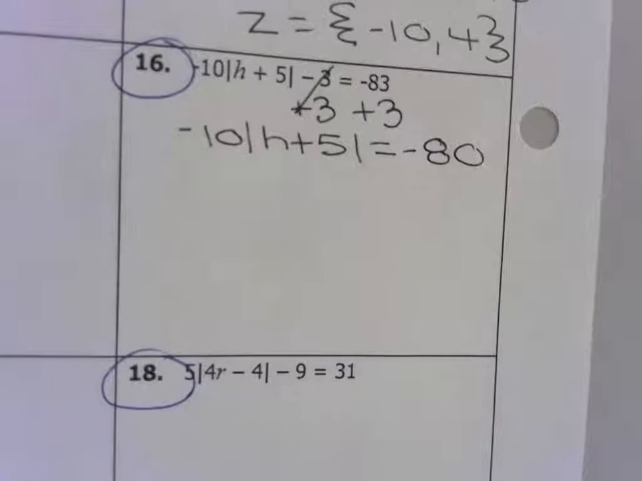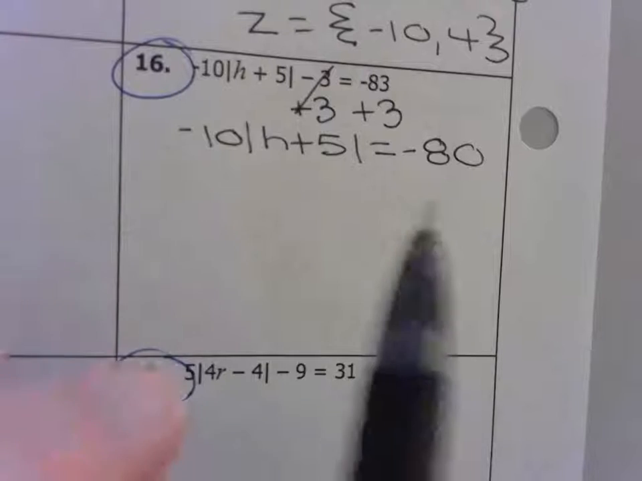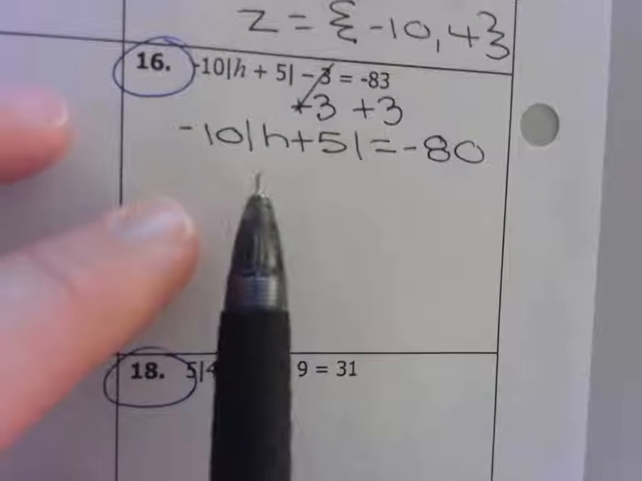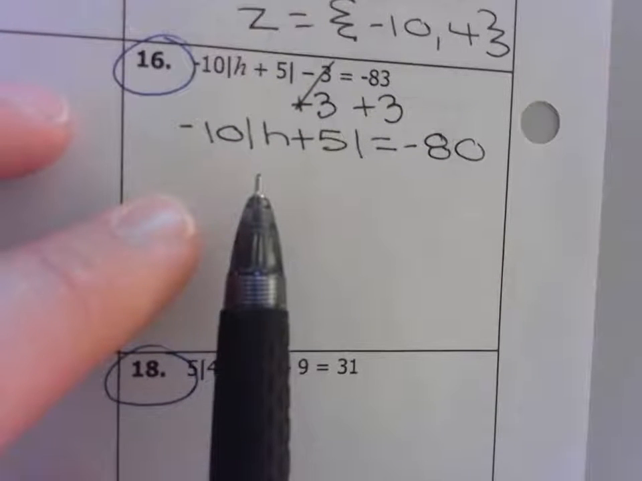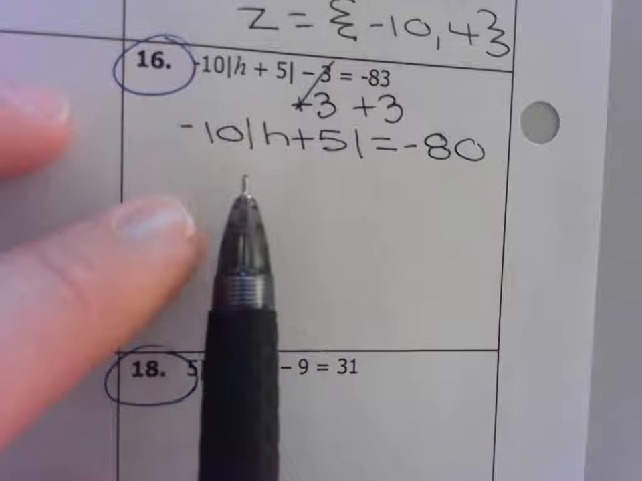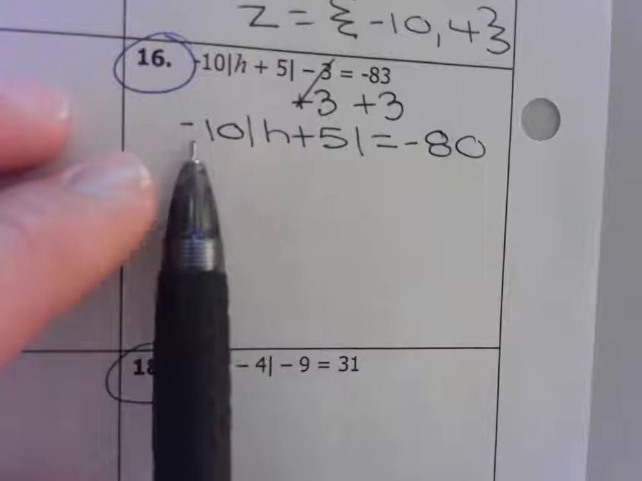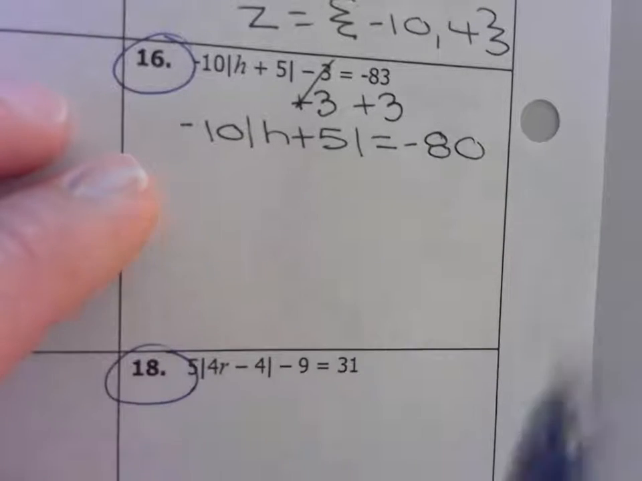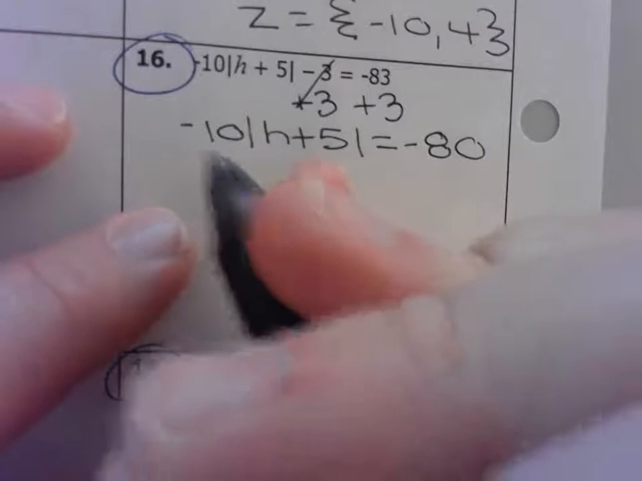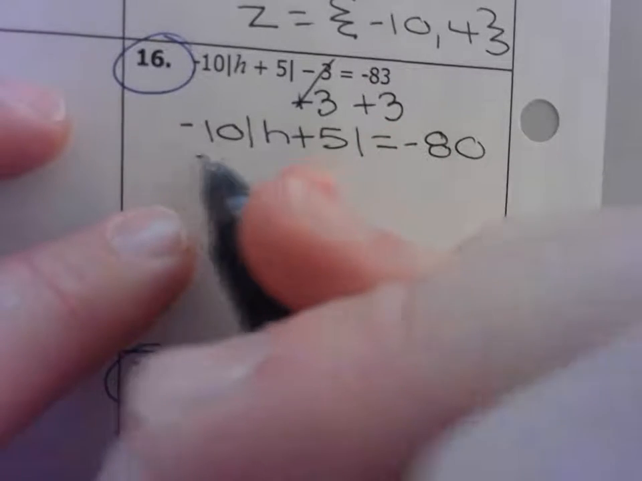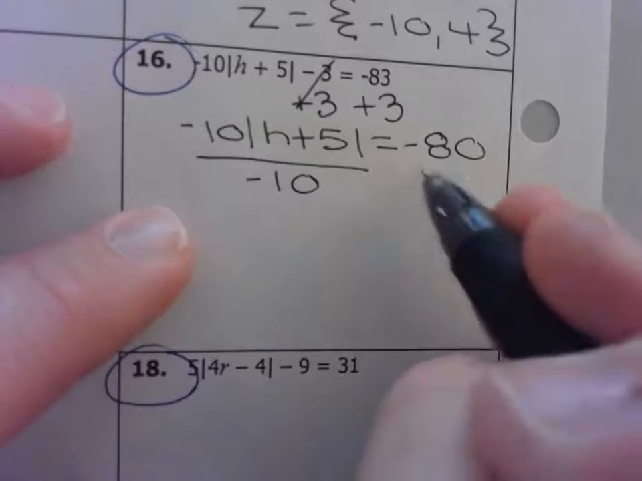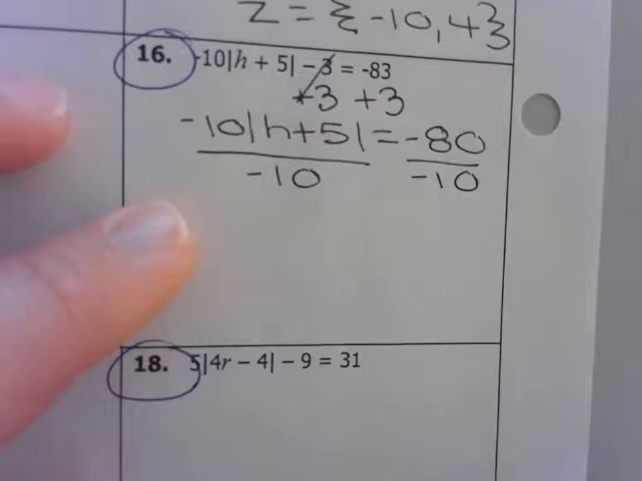So kind of the big idea is the same as a normal equation, except you have to split it into two. Now, is the absolute value isolated yet? No. What's still outside it? Negative 10. How do I get rid of that negative 10 times the absolute value of h plus 5? Plus 10. No, it's negative 10 times. Divide by negative 10. So divide both sides by negative 10.